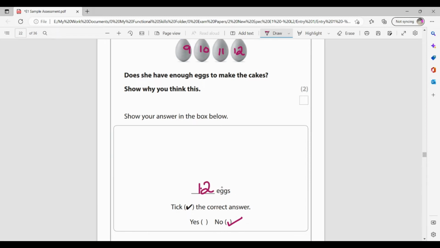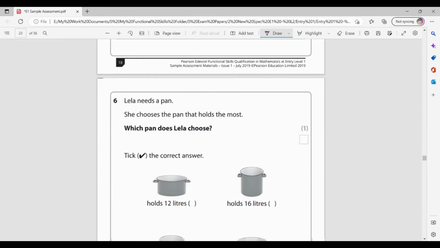So I would need to say no and 12. I could point out that she needs 3 more eggs, but I don't need to. I need to say no and 12. If I had said no, 3 more, I would still get my mark.